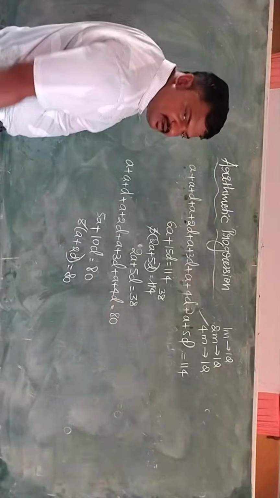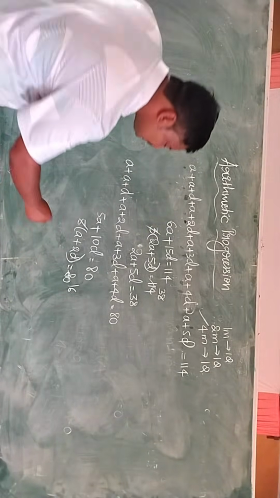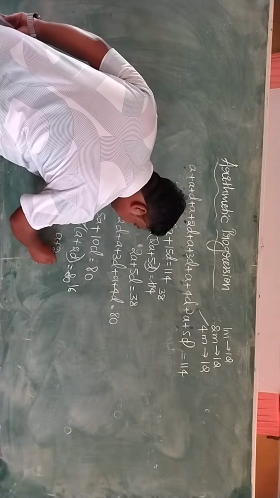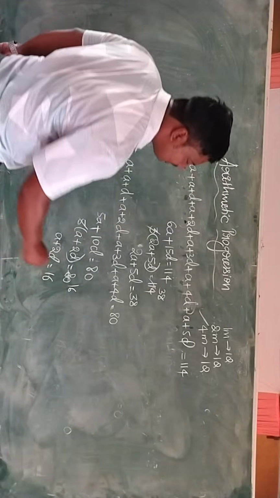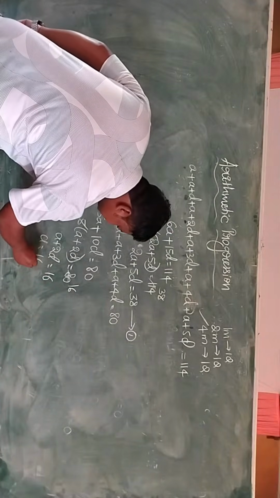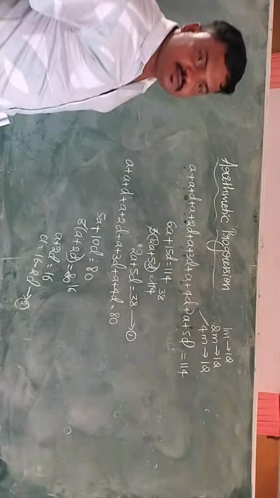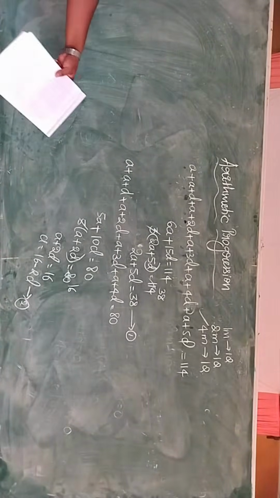5 ones are 5, 16 are 16, 5 are 80. So now A plus 2D is equal to 16. Call it equation number 1, and A is equal to 16 minus 2D. Call it equation number 2. Okay, put the value of A in equation number 1.